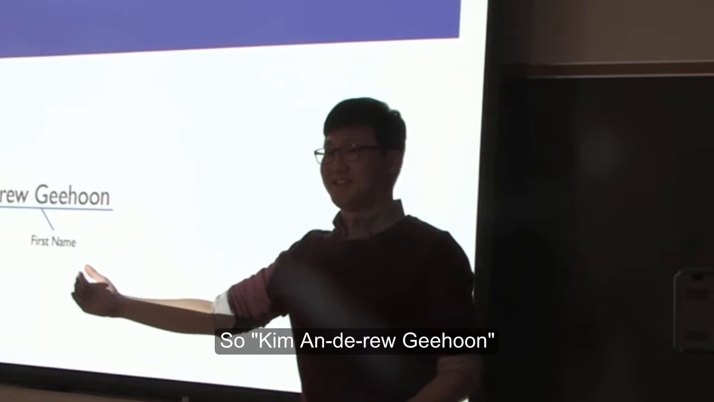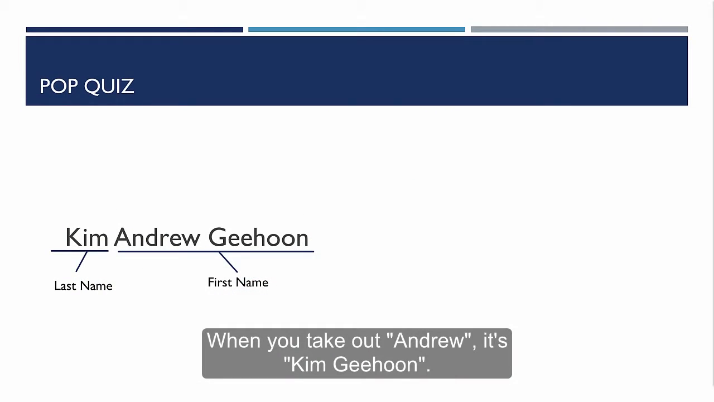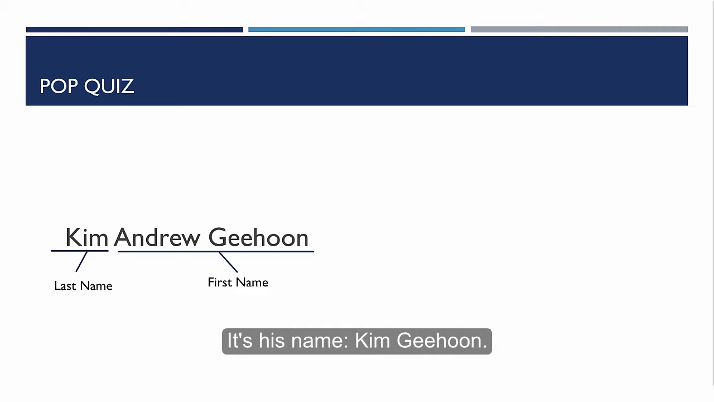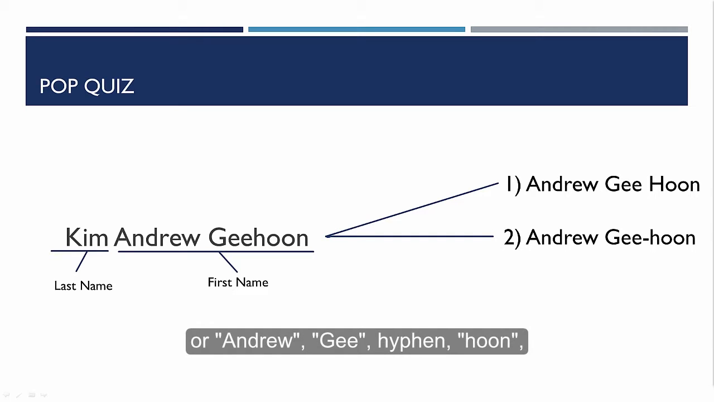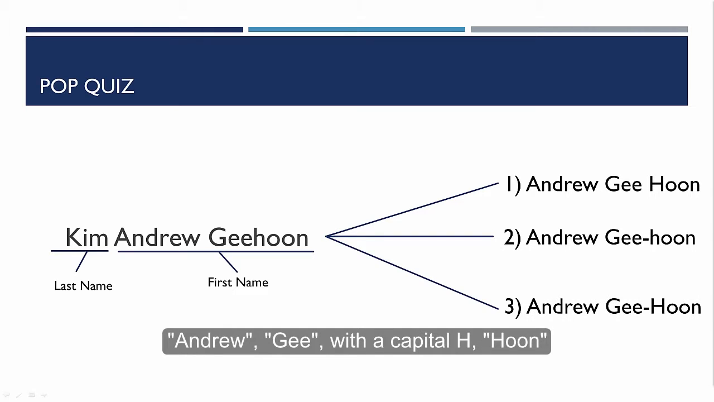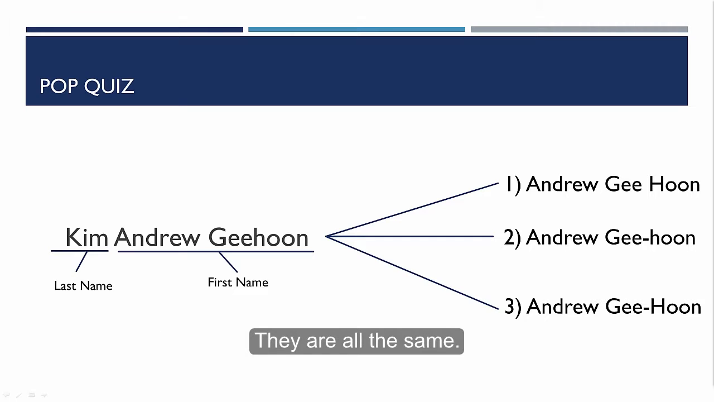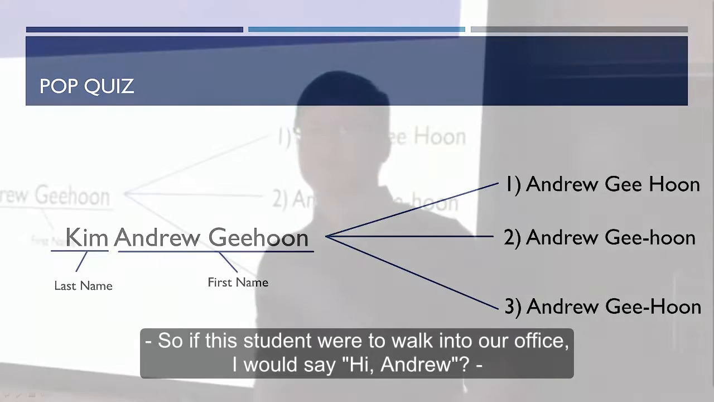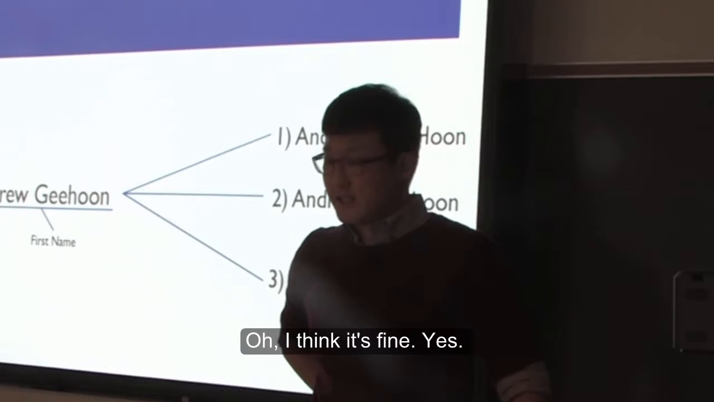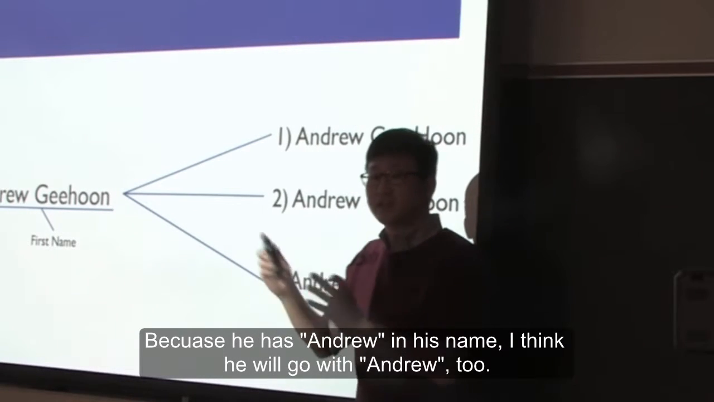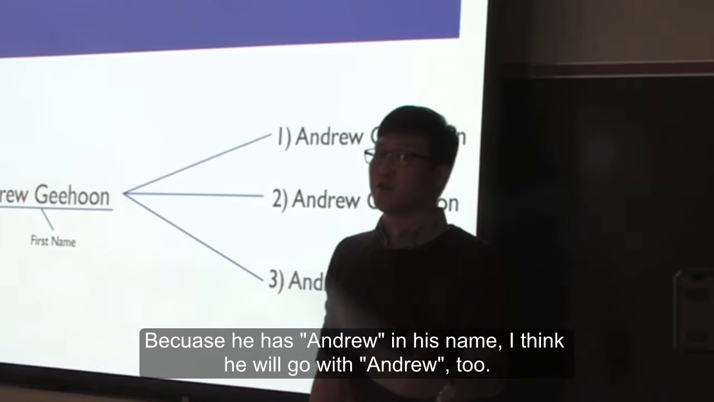Wow. When you take out the Andrew, Kim Gi Hun is his name. You can write Andrew Gi space Hun, or Andrew Gi hyphen Hun, or Andrew Gi with a capital H and Hun. They're all the same. So if this student were to walk into our office, I would say, "Hi, Andrew." Oh, I think it's fine. Yes, because he has Andrew in his name. I think he will go with Andrew too.